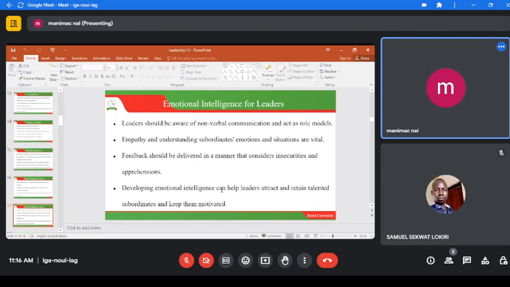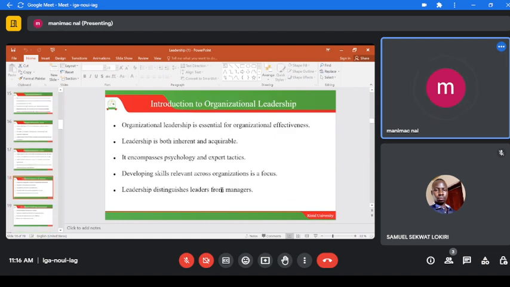Furthermore, developing emotional intelligence can also help leaders attract and retain talented subordinates and keep them motivated. You need to do so. So we expect that a leader must attract and retain talented subordinates in a working environment by keeping them motivated. If you don't motivate them, then they might not come back, or they may disappear and go to another organization. Okay.